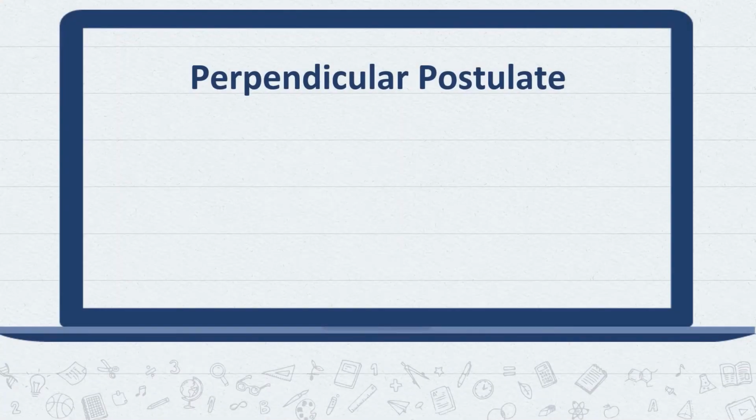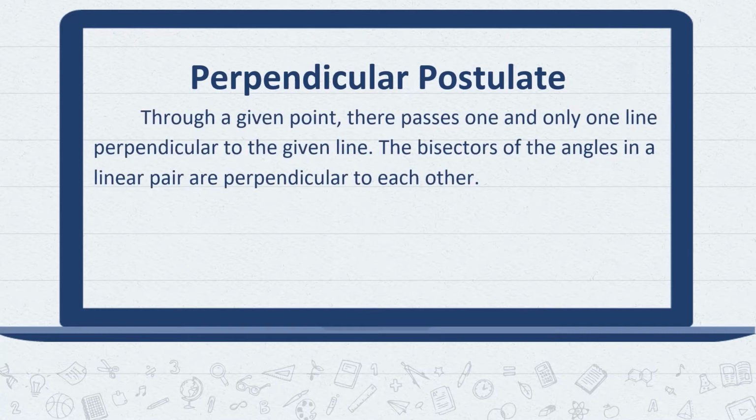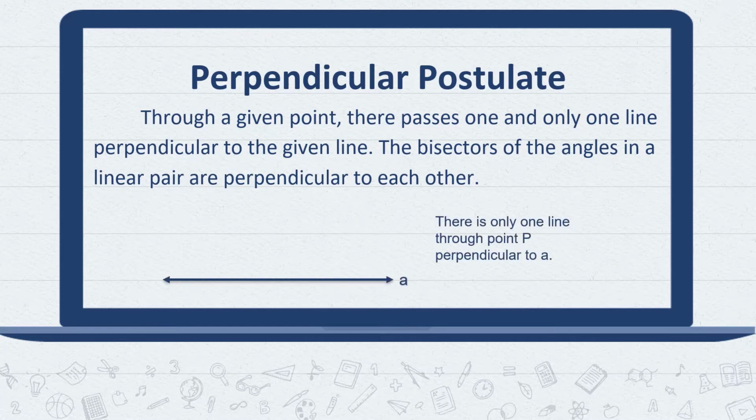We also have the perpendicular postulate. It states that through a given point, there passes one and only one line perpendicular to the given line. The bisectors of the angles in a linear pair are perpendicular to each other. So let's say we have line A. There is only one line through point P perpendicular to A.